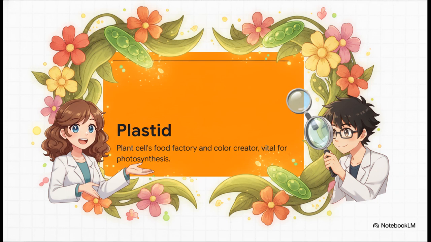Now, what about plastids? Well, think of them as both the food factory and the paintbrush of the cell. These guys are totally unique to plant cells. They're responsible for creating those beautiful, vibrant colors you see in flowers and leaves. And structurally, the green ones, chloroplasts, are absolutely crucial for producing the plant's food through photosynthesis.